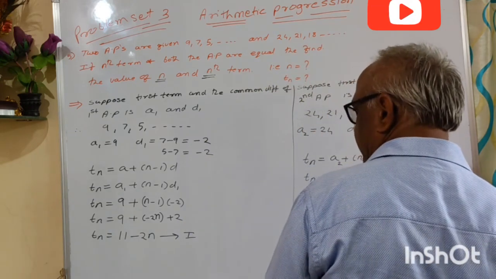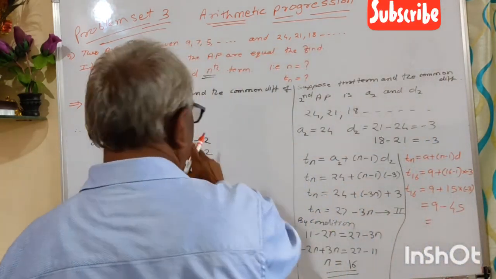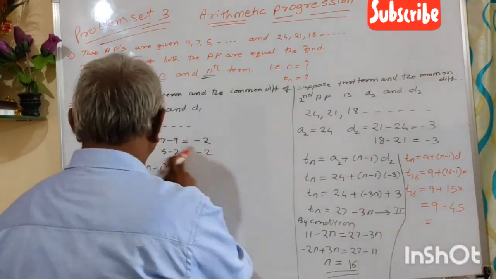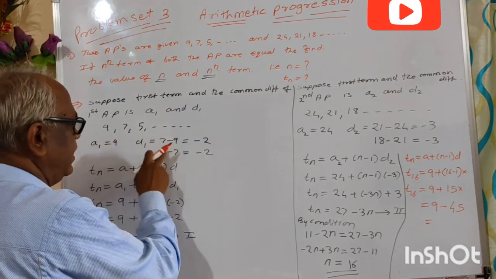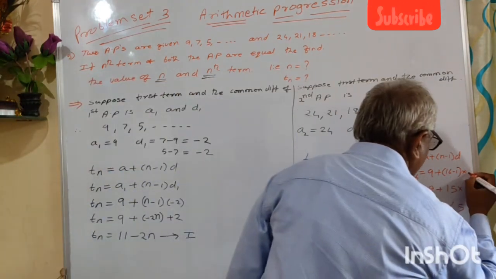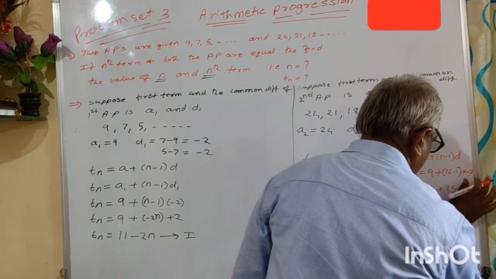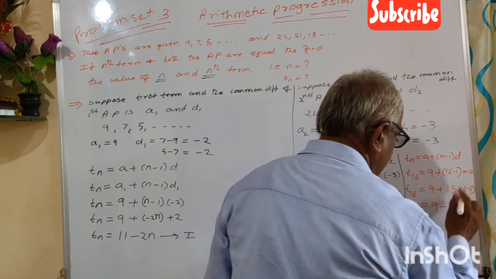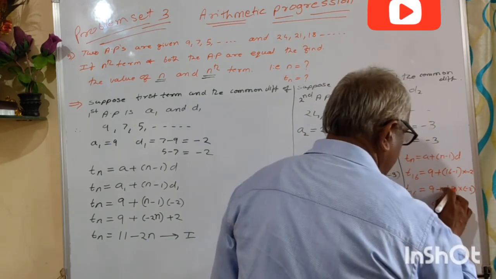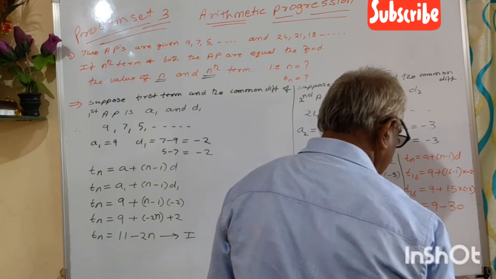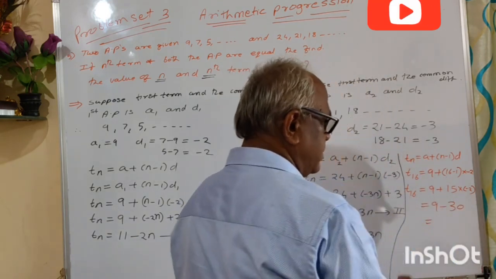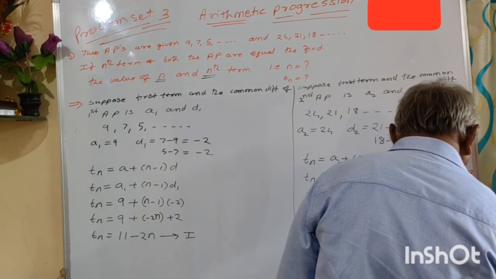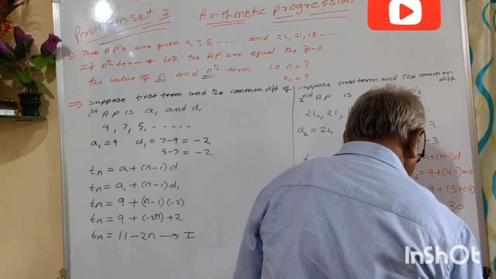A is 9, and common difference D we got as minus 2. We have taken the first one, so here A1 is 9 and D1 is minus 2. Sorry, minus 2 into minus 2. So here 9, 15 twos are 30, plus minus 9 minus 30. If you subtract it, keep the greater number's sign. After subtracting, you will get minus 21. This is T16.